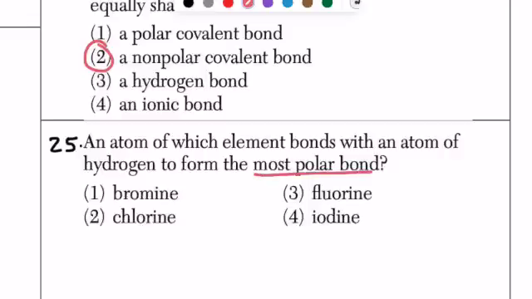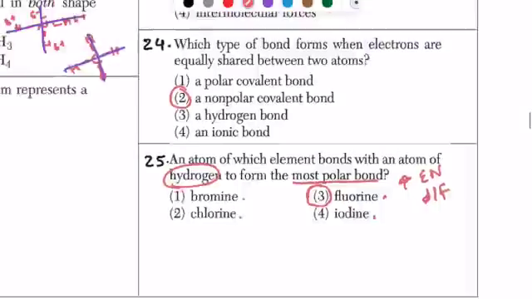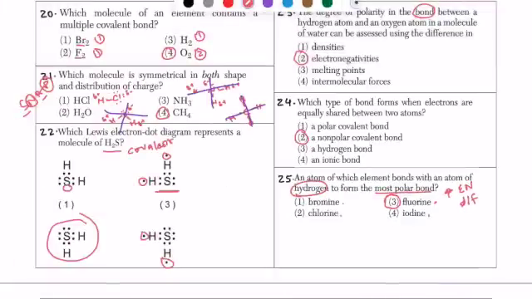An atom of which element bonds with an atom of hydrogen to form the most polar bond? Because we are looking at the most polar bond, we are looking for the one that has the highest electronegativity difference. So go ahead and find the electronegativity difference between these elements and hydrogen, and look at the one that has the highest difference. Ideally, you should be able to answer this question in like 2 seconds, because we should all remember that fluorine is the most electronegative element on the periodic table. It has an electronegativity of 4.0, so that should have the highest difference.